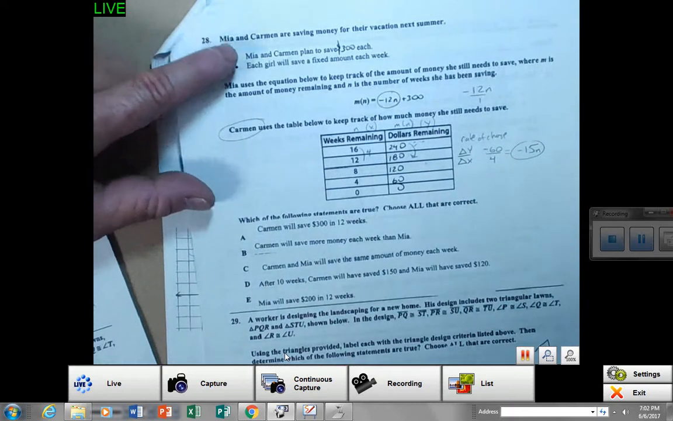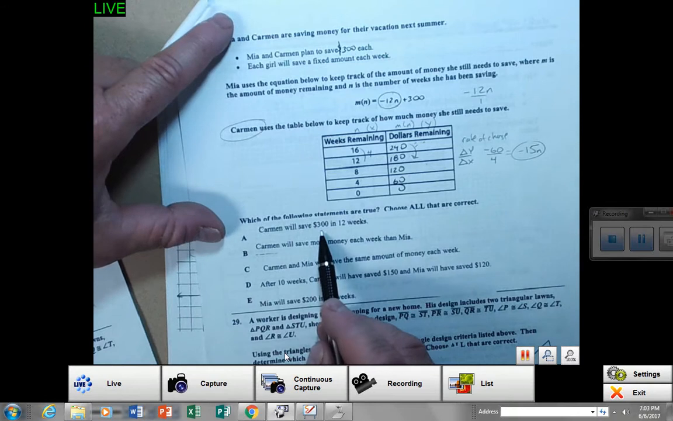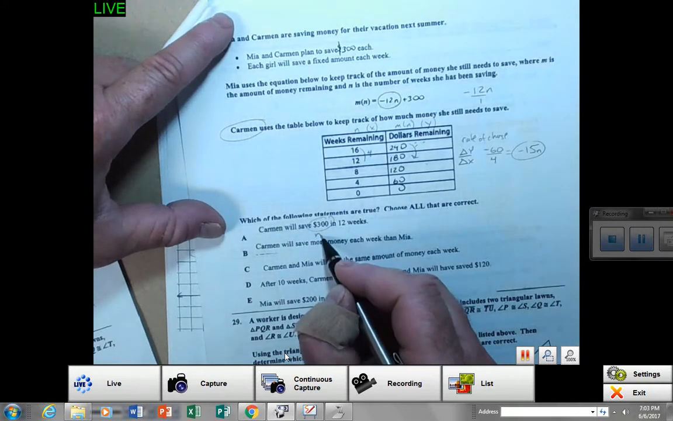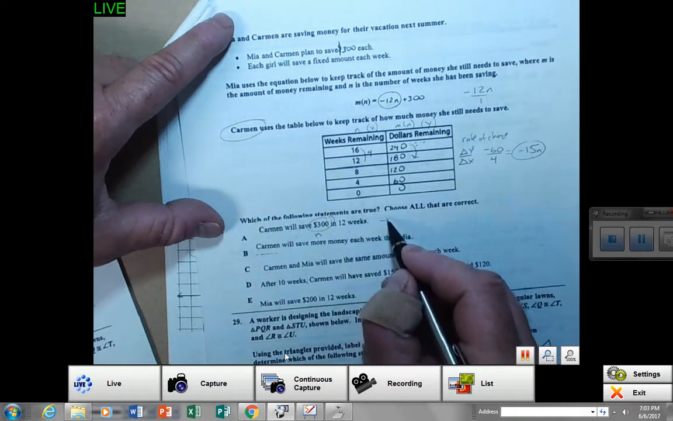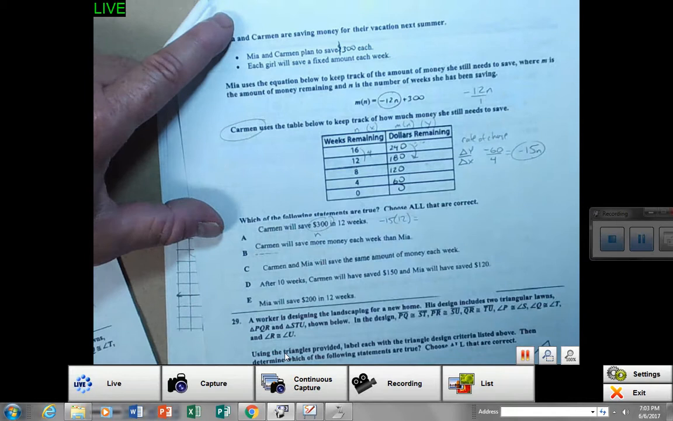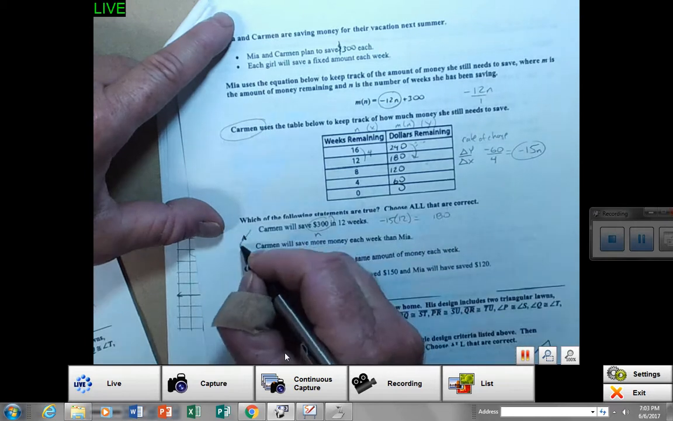Alright, this says Carmen will save $300 in 12 weeks. If I take 300 for N and plug that into Carmen's equation, which is -15N, that gives me -15 times 12. Let's see how much she saved right there. That gives me 12 times 15. That is 180. So that is not true.